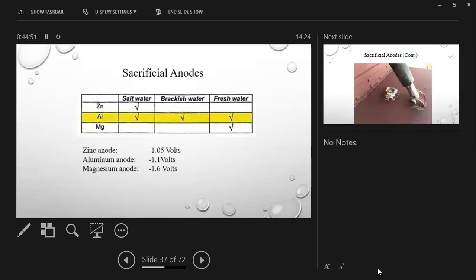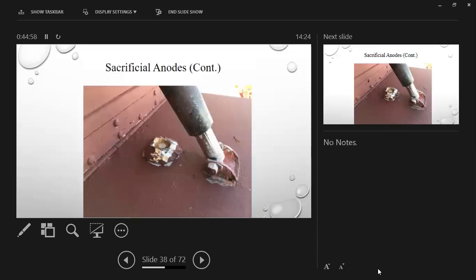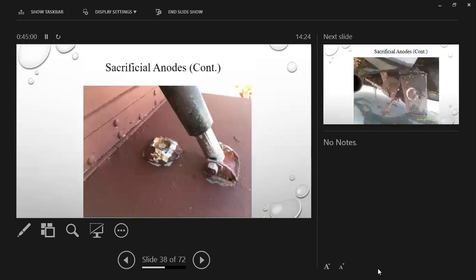Zinc's great in salt water, aluminum's great in salt water, aluminum's good in salt, brackish, and fresh. You won't see any magnesium anodes around here. We don't have fresh water unless you're in a lake. Okay, moving right along. There's a sacrificial anode. Think that one's doing any good? It's painted over and it's eaten away. It's not doing any good.